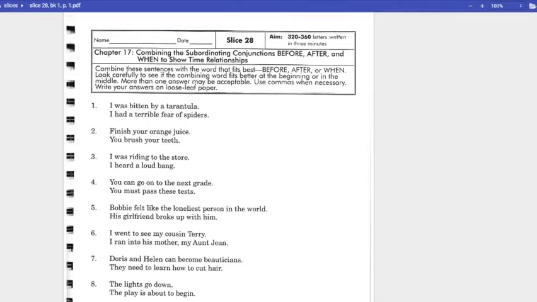In this slice, you are going to be writing complex sentences. Now, complex sentences are when you have a dependent clause and an independent clause joined together by a subordinating conjunction. And the subordinating conjunctions that we're going to use in this lesson are before, after, or when. Okay, so each one of your sentences will use one of those words in it.